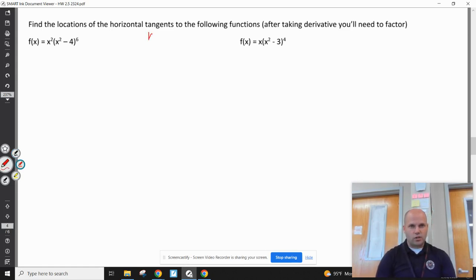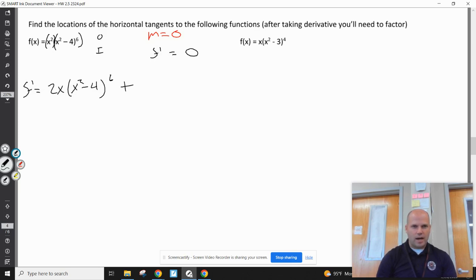Horizontal tangents when our slope is 0. Okay, so I want to figure out what are the equations for my slopes. When will my slopes equal 0? I see x's times x's. I need to use the product rule. Derivative of the first times the second, plus, to find the derivative of the second, I need an outside and an inside. I have a 6 and an x squared minus 4.